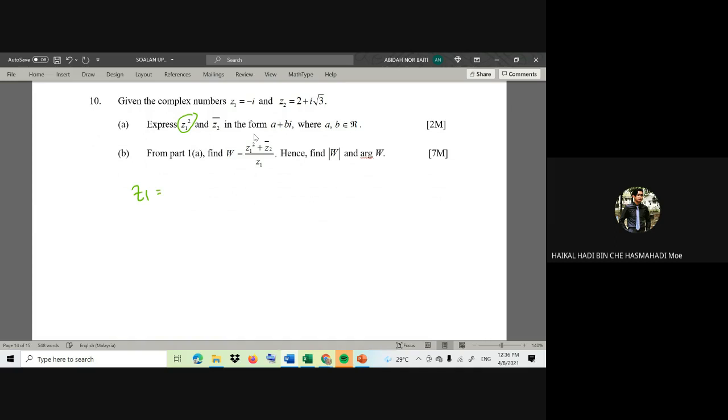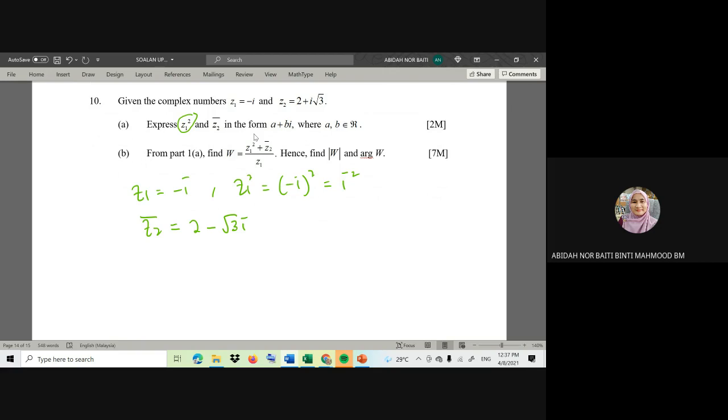Okay, number 10A, z1 squared. Macam ni tu, z1 squared. Expandkan dulu. z1 is negative i. Therefore, z1 squared is negative i squared, is positive i squared lah kan? Okay, positive i squared. z2 bar, z2 bar ni senang je lah. We change the sign of the imaginary part to minus z3i.